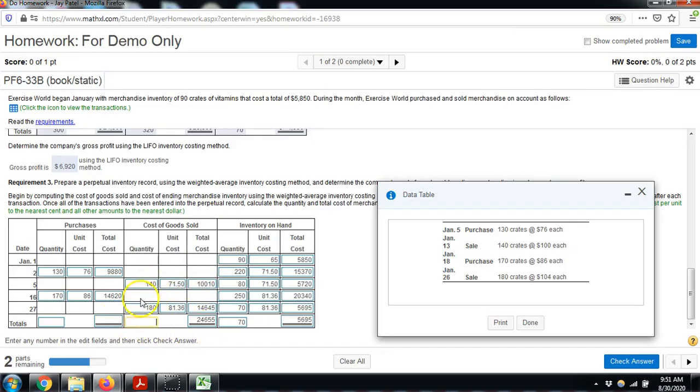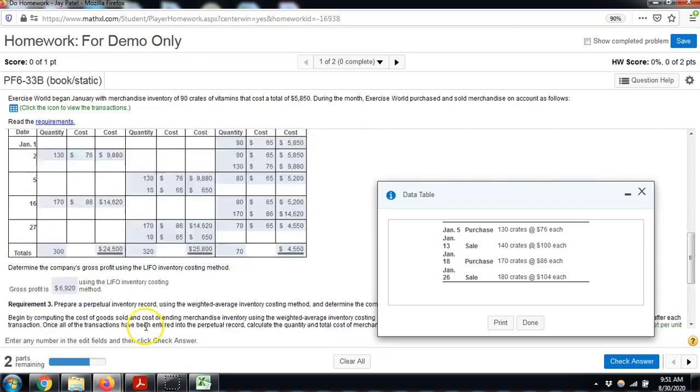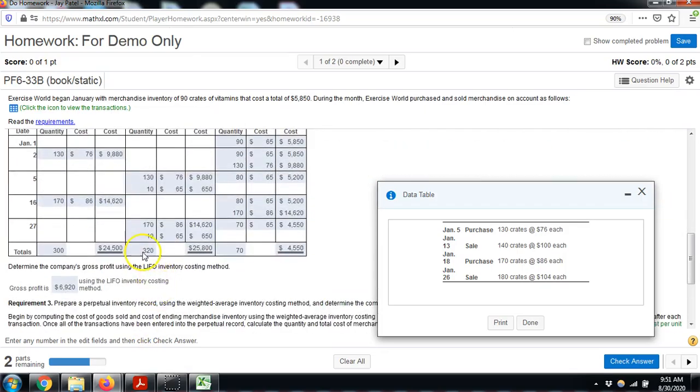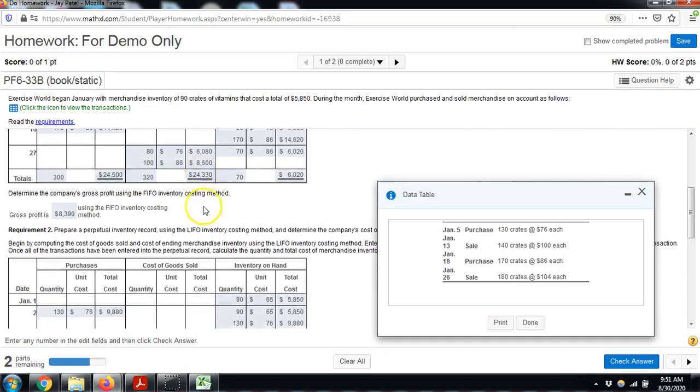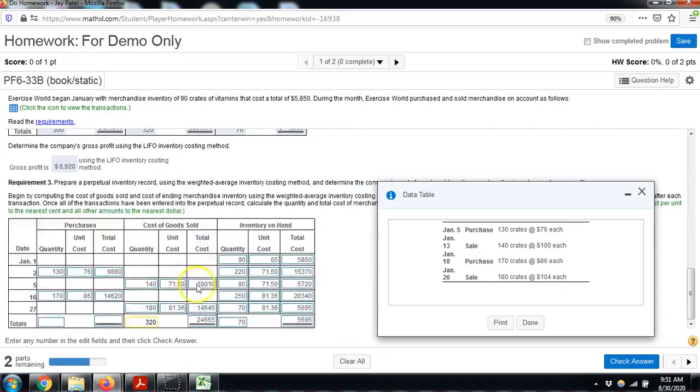The total quantity that we sold is the same as all the methods. Again, 320, 320, 320. But this is different, this is different, and this is different. Same thing with the inventory on hand. It's 70 in each of the three methods, but again, the ending inventory balance is different.